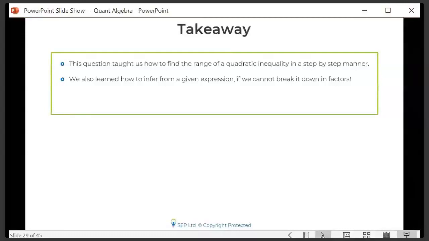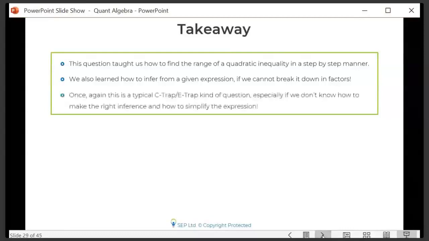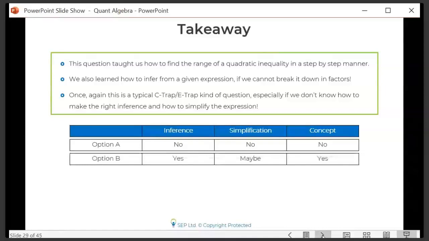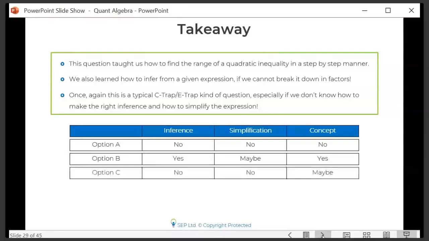And once again, this was obviously, as I told you, a C trap and an E trap. And I know you would fall for it. You saw in the poll, some of you ended up marking this, because in GMAT also you're going to face similar situations. They know that if your concept is weak, if you're not making the right inferences, you'll fall for that trap. Those who marked option A, unfortunately, none of the inference, simplification, conceptual skills are in place. Thankfully, no one marked A. Those of you who marked B, that's really great. 33% of you did that, which is very good. If you're marking C as the answer, then you're not doing any inference or simplification properly.